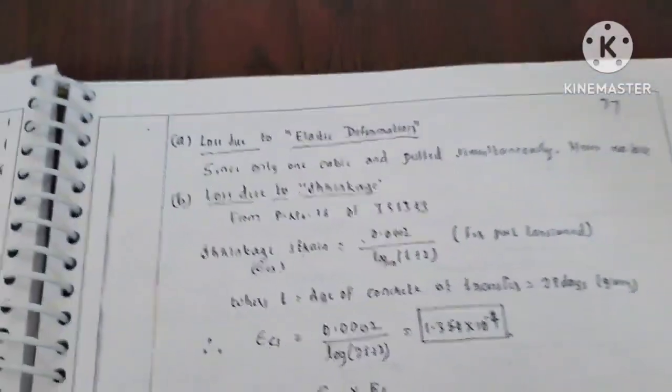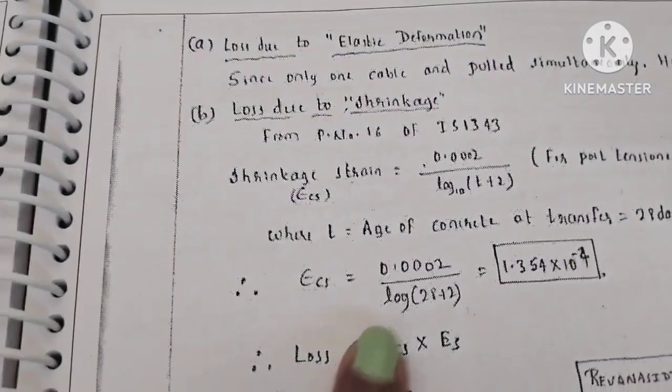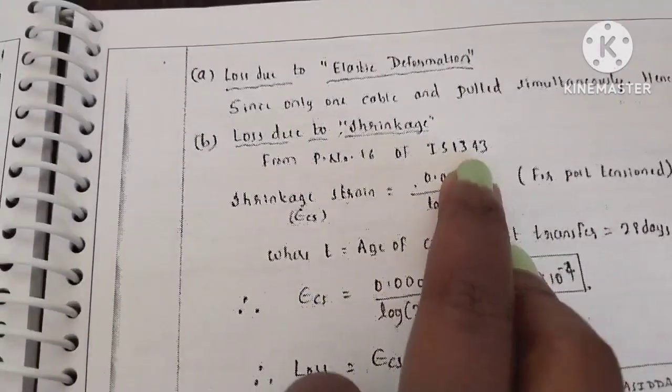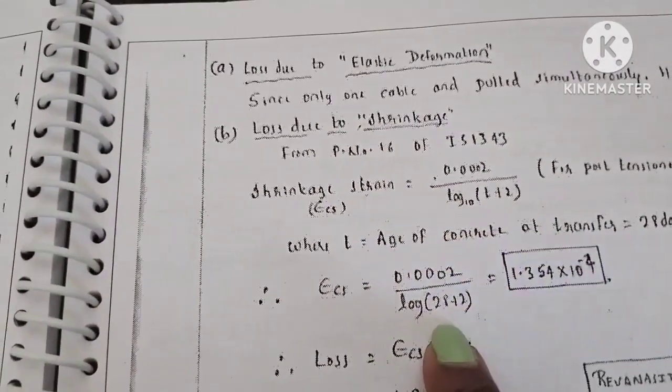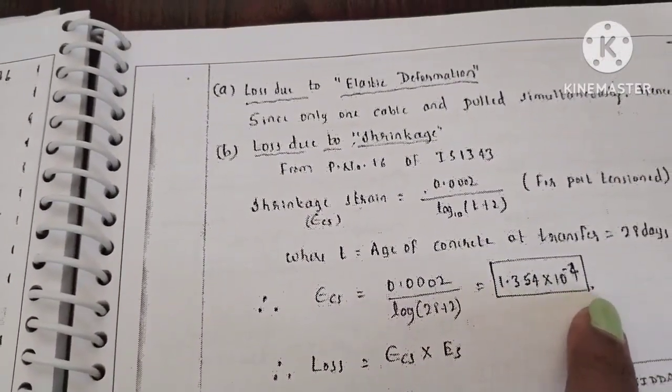So it means that it is 28 days. T value is 28 days. To T value 28 days, epsilon CS equals, you substitute the values into this formula. When you substitute, you get this value: 1.354 into 10 to the power of -4.